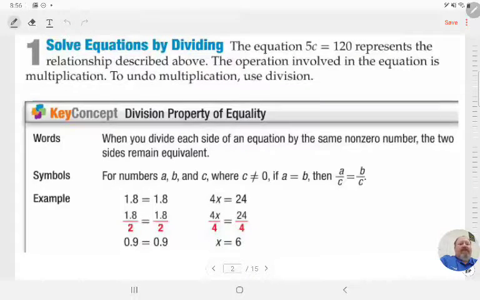So the equation 5C equals 120 represents the relationship described above, or the last slide. The operation involved in the equation is multiplication. To undo multiplication, use division. So just like addition and subtraction, whenever you do something to one side of the equal sign, you have to do it to the other. So for example, in this 1.8 equals 1.8, if we divide both sides by 2, the equation is still equivalent because 0.9 would still equal 0.9. And you'll see that you can do the same thing with equations.